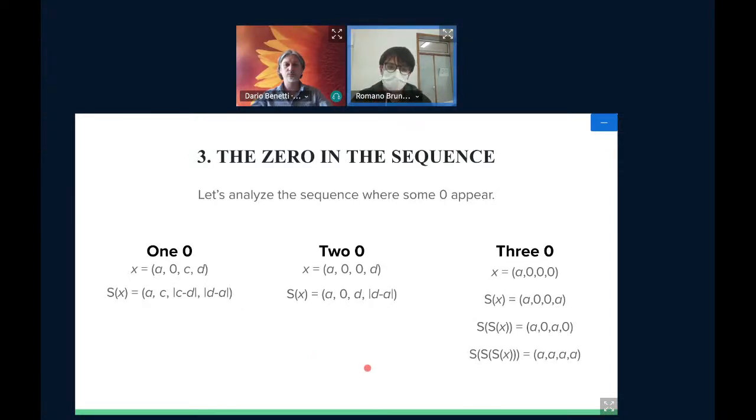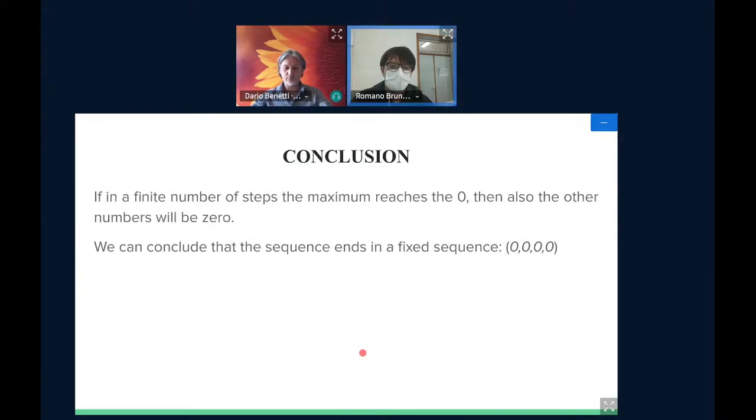As I said before, there could be a zero in the sequences, and we analyzed the sequences where there could be 1 zero, 2 zeros, or 3 zeros. So if some zeros appear in the sequence, this is going to end after some steps. In conclusion, if in a finite number of steps the maximum reaches zero, then also the other numbers will be zero, and we can conclude that the sequence ends in a fixed sequence with 4 zeros.